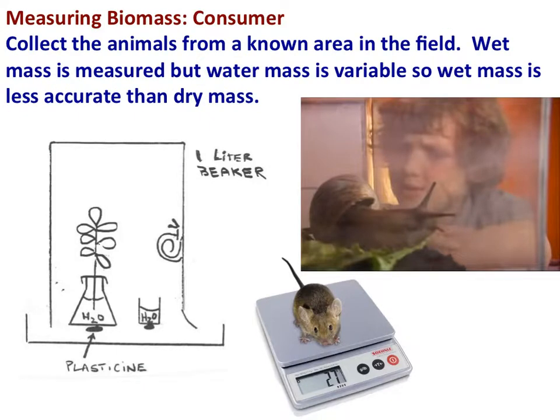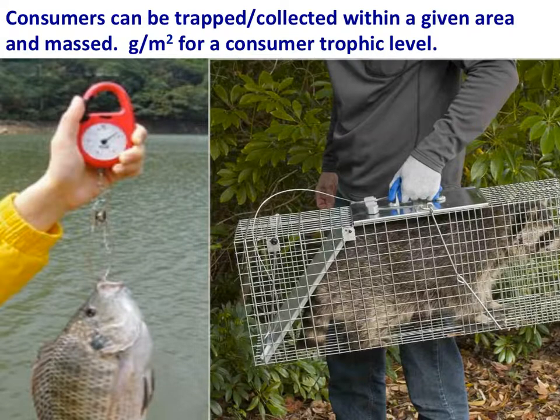You should remember the investigation that we conducted measuring the NSP of a snail. Not unlike the NPP grassland experiment, we could have massed the snail to get biomass data for a consumer trophic level. This can be done. Collect the animals from a known area in the field to generate a mass. But would we have to kill the snail in order to ensure that our data was dry mass? Ethical issues arise. Consumers can be trapped in a known area in the field and massed, but this is a wet mass.